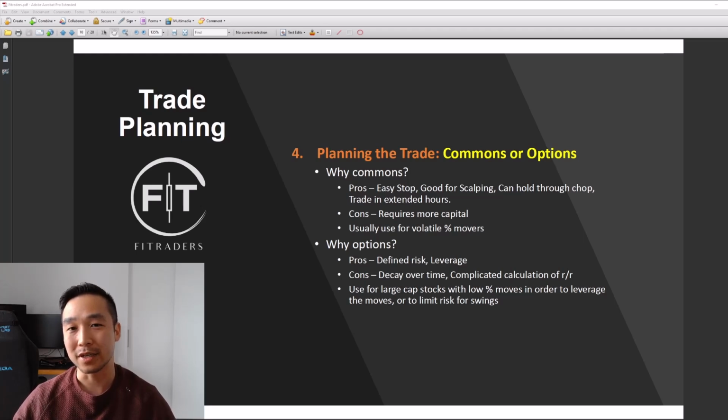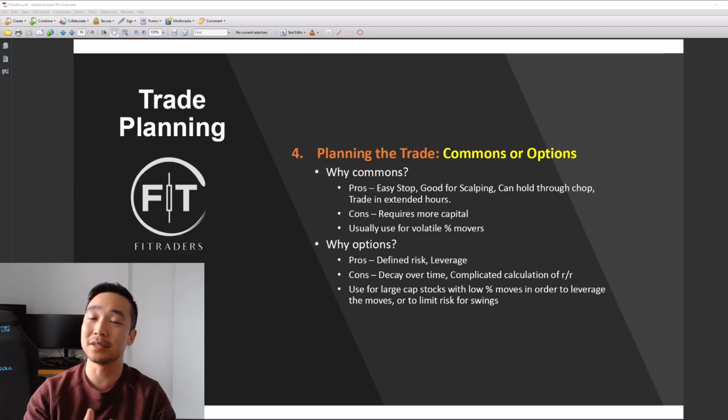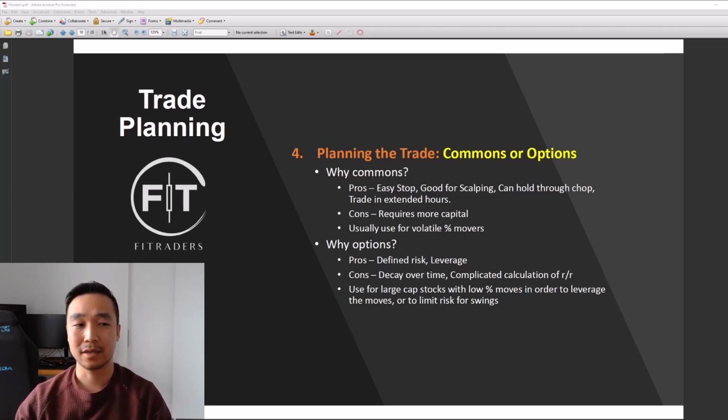But what are the cons, right? What really kills people here is your decay over time, and the complications of calculating the risk to reward, because it depends on so many factors. It depends on your delta, your gamma, your implied volatility, so it's difficult to calculate your risk to reward when you're playing options. You're really counting on that volatile move, that impulsive move, to the direction that you think it's going to go.